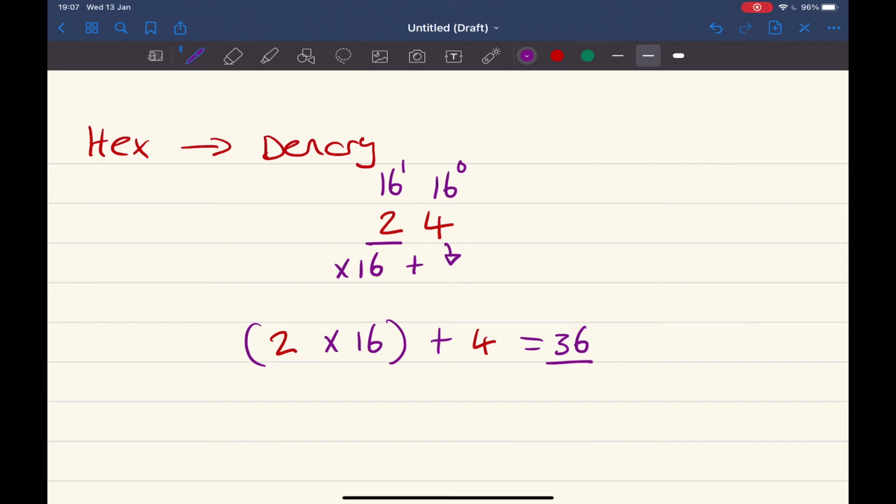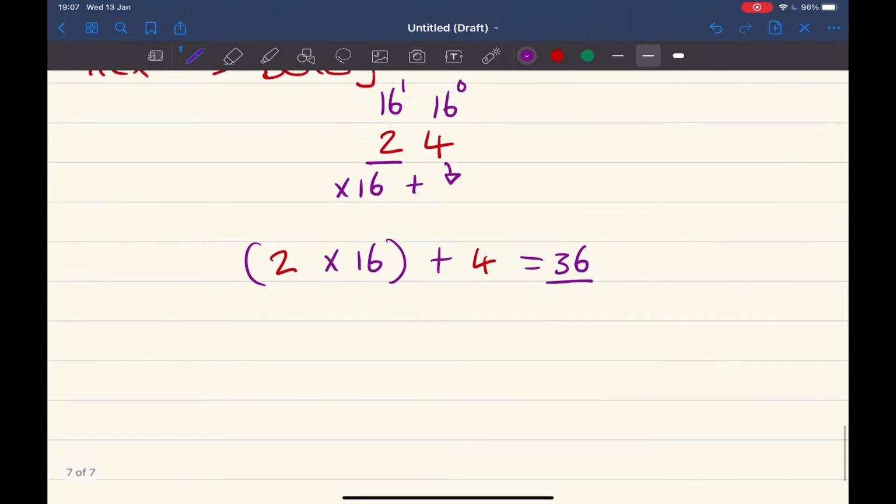So one of the things that we've got is an easy way of converting it by using our 16 times tables. The other way is we can do what we did before. So we've got 24. So let's split this up again. 2 then is like this.